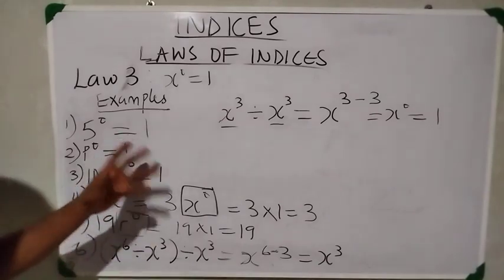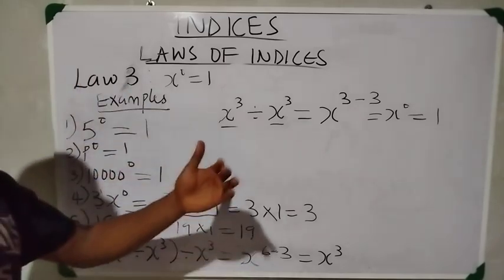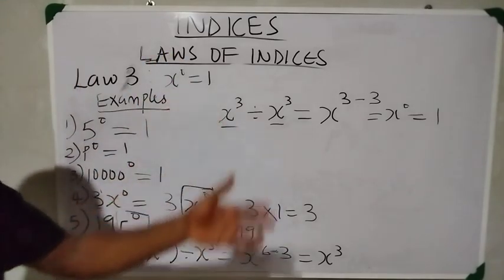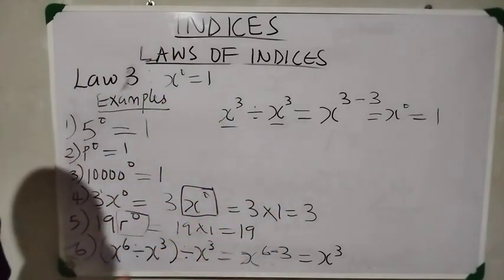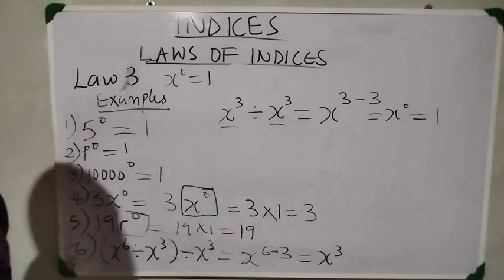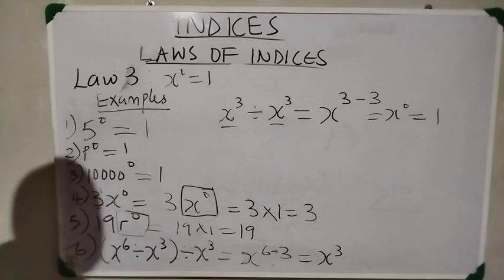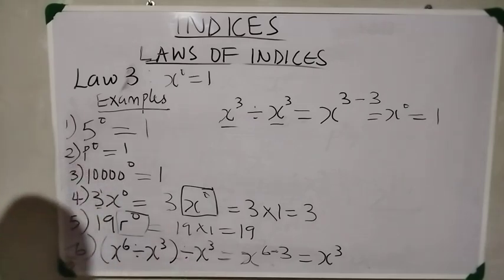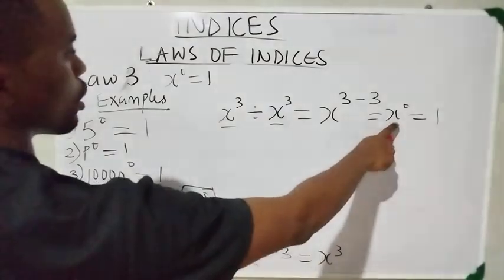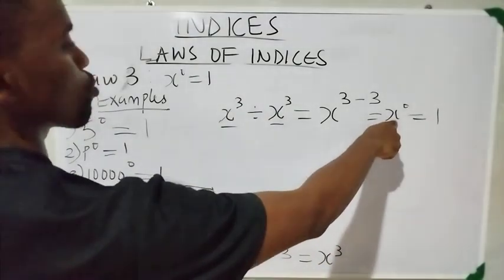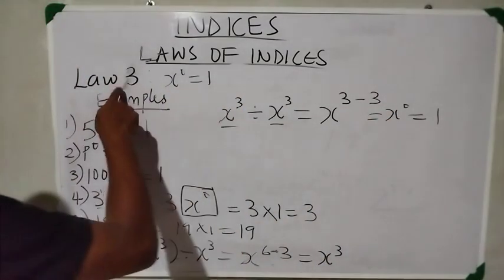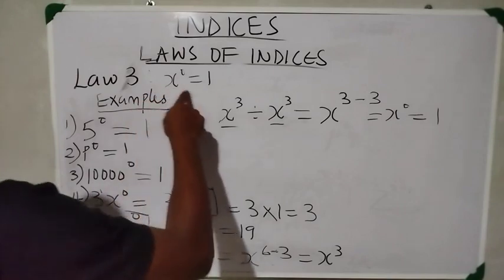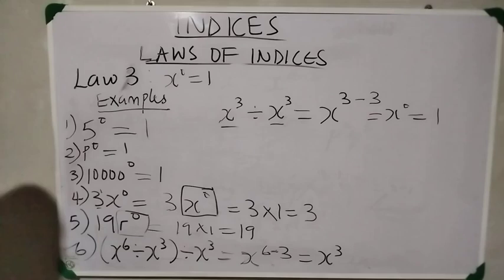So this is how indices works. At times you need to use more than one law, more than 2 laws. You have to use a combination of several laws to simplify that problem to the barest minimum. So in this particular example we just saw, we had to use law 2 first. And then after doing that, we got an answer, x raised to the power 0. But we found out that another law can help us to further simplify this, which is law 3, that states that any number raised to the power 0 is 1.